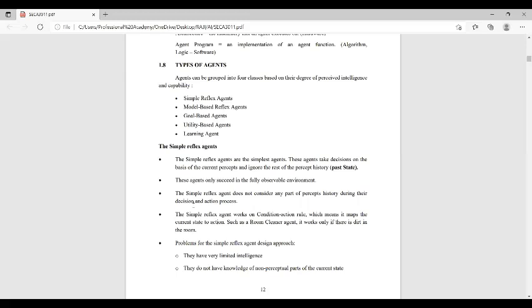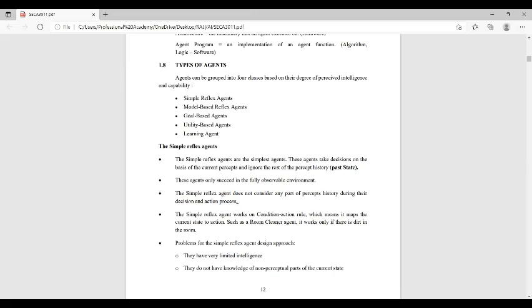So that is called a simple reflex agent. It is the simplest agent. It takes decisions based on the current percepts, so it only has the current input. Based on the current input, it will behave in an immediate way. So it ignores the past state. It only has the current state, and based on the current state the agent will behave. It will succeed only in a fully observable environment, so it doesn't have a history or past perspective for its decisions and action process.